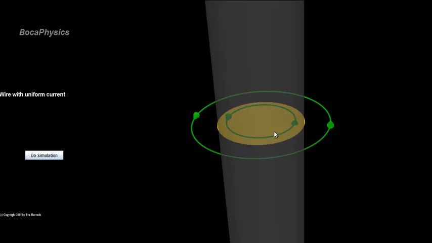Another way to determine the direction of the magnetic field is as follows. There are three directions: the z direction, the radial direction, and the circumferential direction. By the Biot-Savart law, the magnetic field is perpendicular to the current. Since the current flows in the z direction, the magnetic field cannot be directed this way, and we're left with the two possibilities of radial direction and circumferential direction.